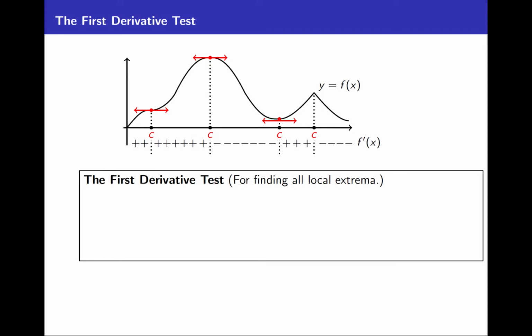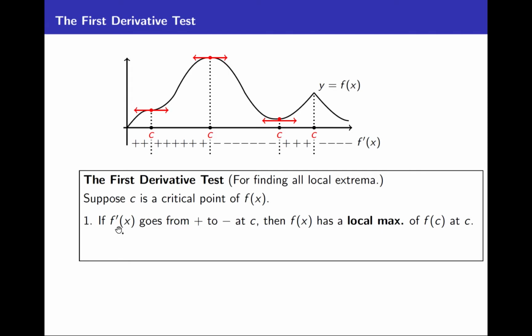And it goes like this. It's really intuitively obvious. There's really nothing to prove here. Here's what it says. First derivative test. And the purpose of this is to find all local extrema of a function. It states the following. Suppose c is a critical point of our function f, like here, here, here, or there.